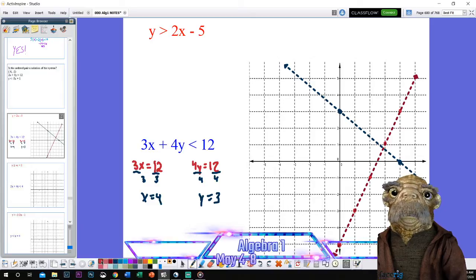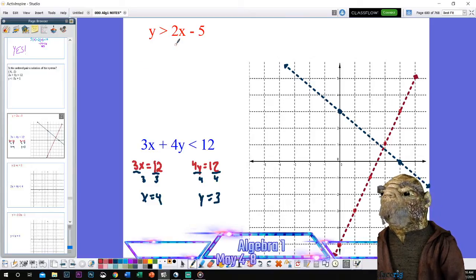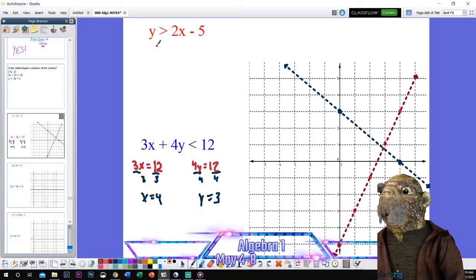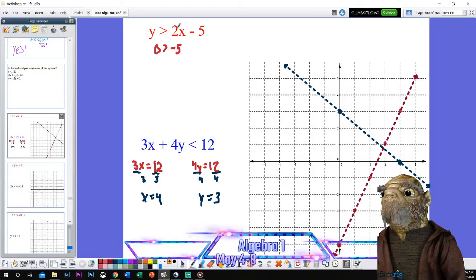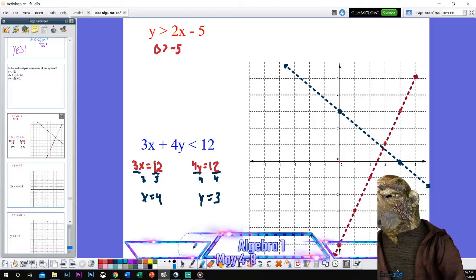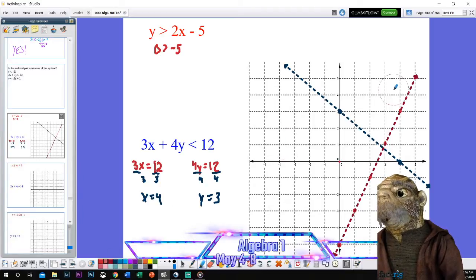Okay, now that we have that, we're going to check and see which side we have to color. I have 0 is greater than 0 minus 5, because I substitute 0 for x and y. Remember, I like (0, 0) to be my test point to see if I color. So, looking only at the red line, do I color that point right there? That's the decision you have to make.